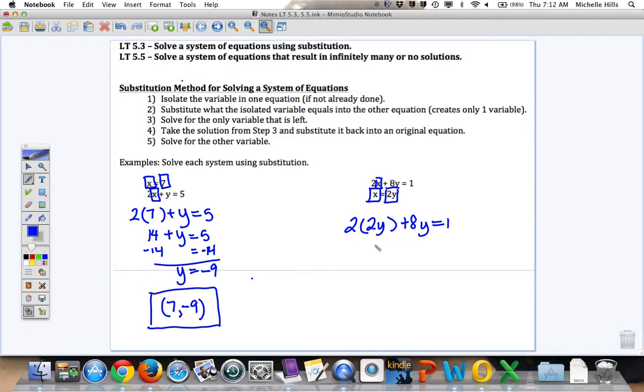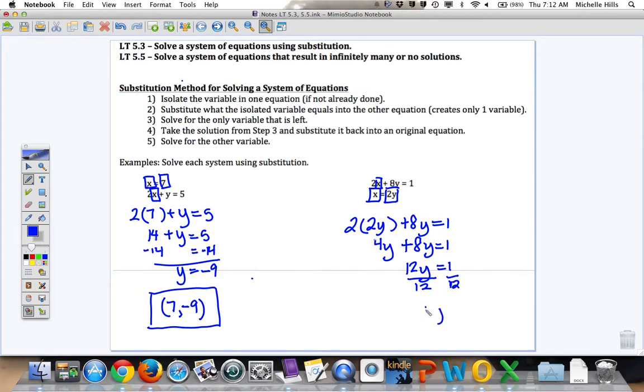Now I'm going to solve this. 2 times 2y is 4y. Bring down my plus 8y equals 1. The 4y plus 8y are on the same side of the equation, so I'm just going to combine them exactly the way they look. 4y plus 8y is 12y equals 1. Then I would divide both sides by 12 to solve for y. If you punch 1 divided by 12 in your calculator, you're going to get kind of a nasty decimal, so we're just going to leave it as 1/12.